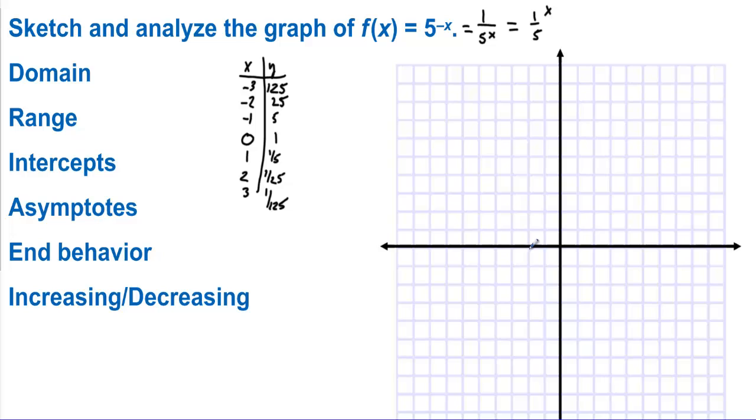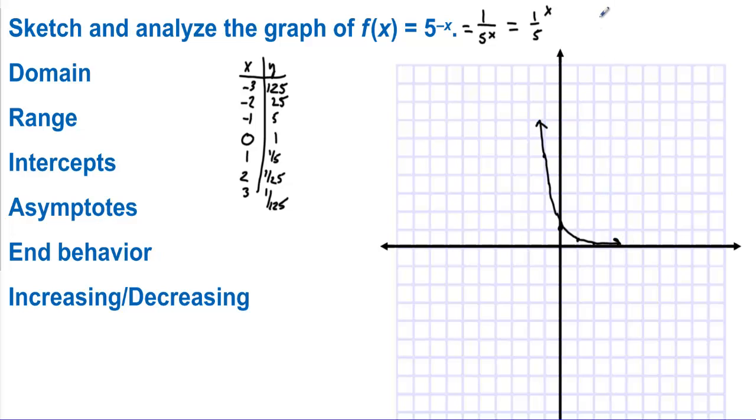So -3 gives us way up to 125. -2 gives us 25, and finally when we get to -1, that's going to be 5. 0 is 1, and then we have 1/5, 1 over 25, and then it's so small we can barely graph it. But you can see as we go to the right, it's going to be leveling off to 0. And then here is the shape of the graph.